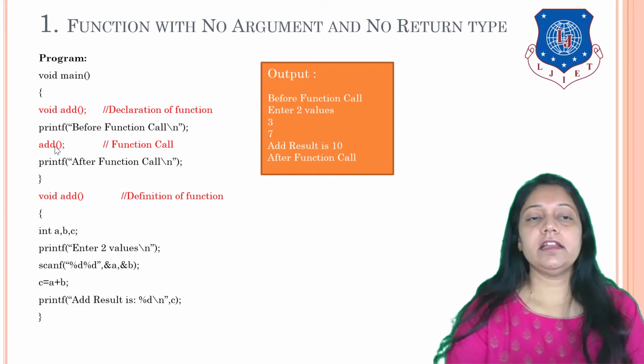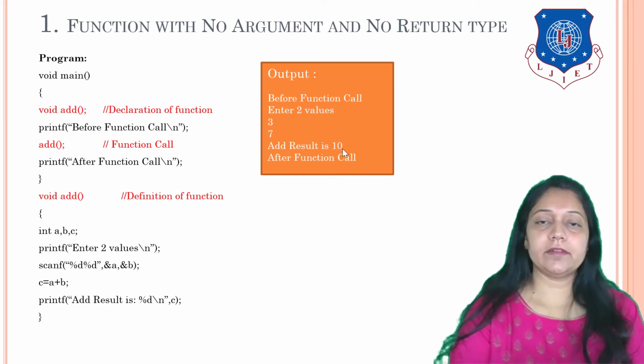Then you're calling the function add. So it goes to the definition. So whatever you have written in the definition will be executed. So here we have entered two values. I've entered two numbers 3 and 7 and the result has been displayed that is 10.